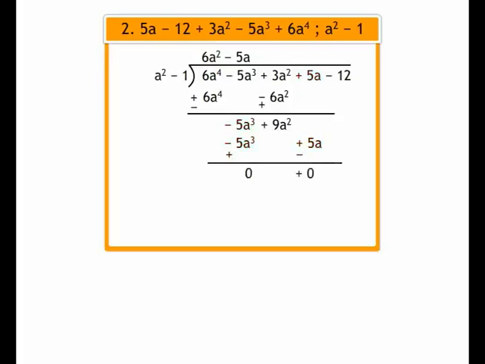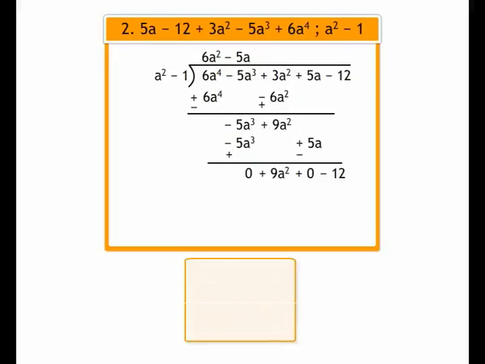Now we shall bring 9a square along with that term of the dividend down for division, which is still pending, that is, minus 12. Thus, now our dividend becomes plus 9a square minus 12. Again, as done earlier, now we shall divide the first term of our dividend, that is, plus 9a square, with the first part of our divisor, that is, a square.